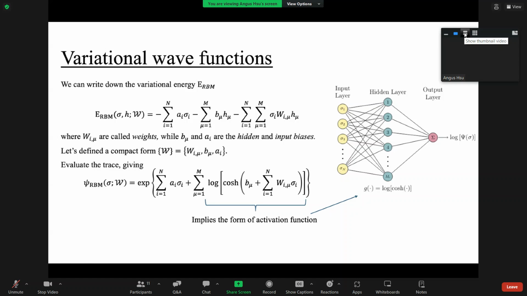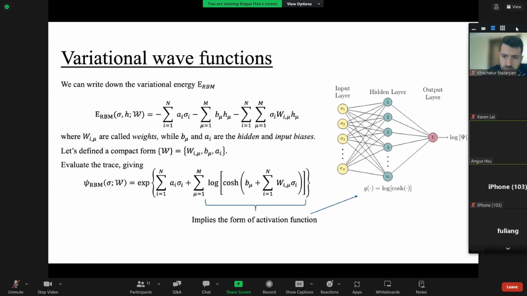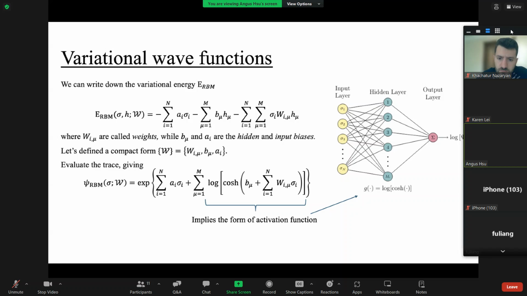A and B are added, like a linear term, and W is like a slope that you multiply with your spin configuration. But A also couples with the spin configuration, right? Yes, because when you feed your input here, you times the A. This is the input bias. So A times sigma, and then you feed it into your hidden layer.